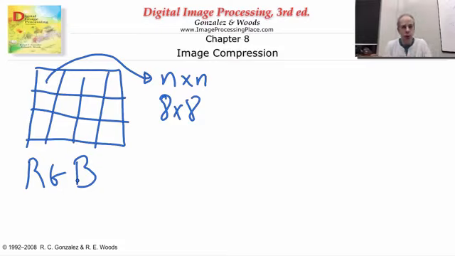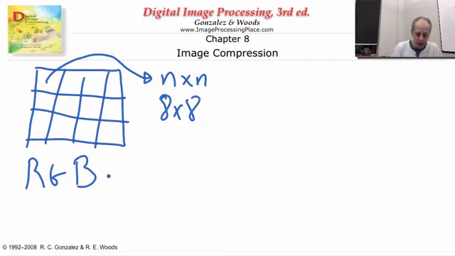Originally, what you could do is you just take the red. Remember, every channel is a two-dimensional array of pixels. So the red looks like this. You divide the red in 8 by 8 blocks and you encode the red. You do the same with the green, you do the same with the blue. And that's perfectly legitimate. Now, normally there is a lot of correlation between the channels.